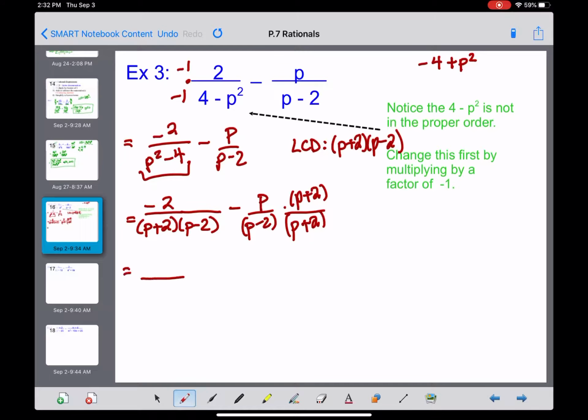Now the next step, in the previous ones, we haven't had to do anything in the numerator. We've just added them. But here we have multiplication. We need to go ahead and distribute that. So we have a negative 2 on this one. P plus 2, p minus 2. And then we have a minus, we have p times p is p squared, and p times 2 is 2p.